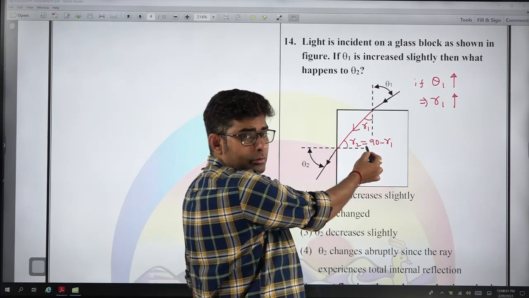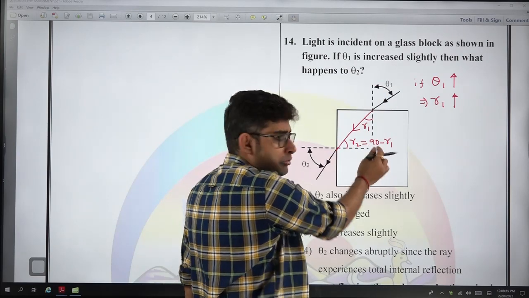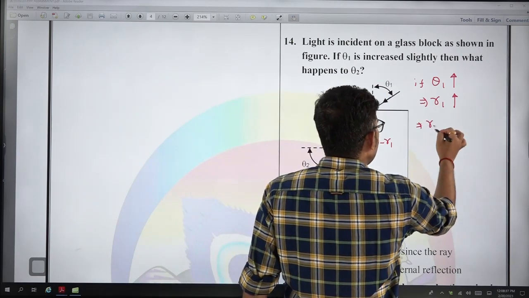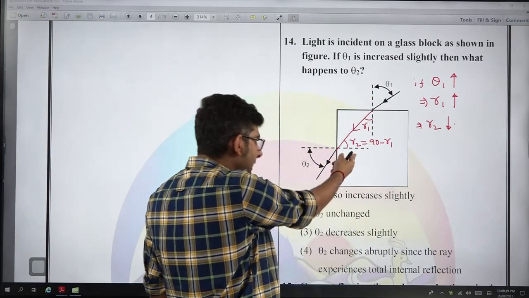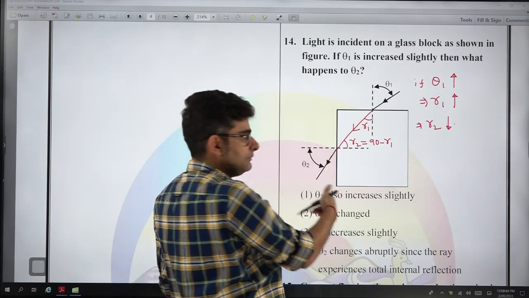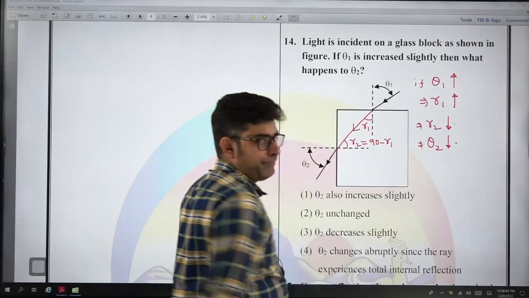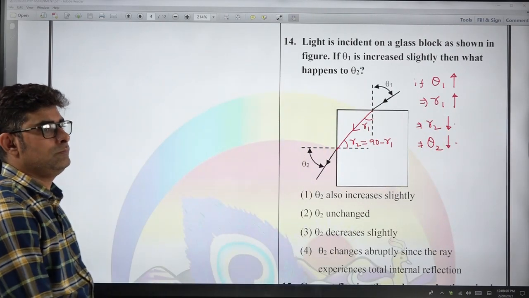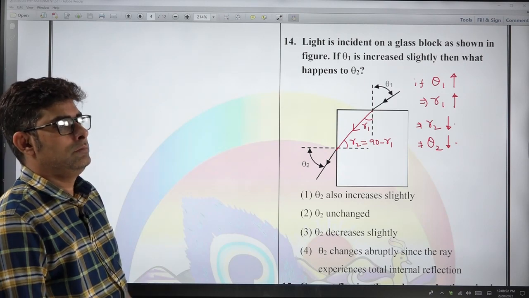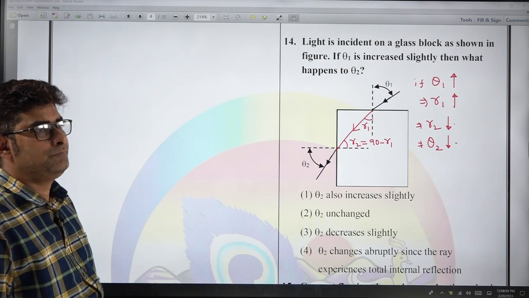So what is R2? 90 minus R1. So if R1 will increase, then this value will become smaller. So this means R2 will decrease. Now again by Snell's law, if R2 will decrease, then theta 2 will also decrease. Clear? Okay.